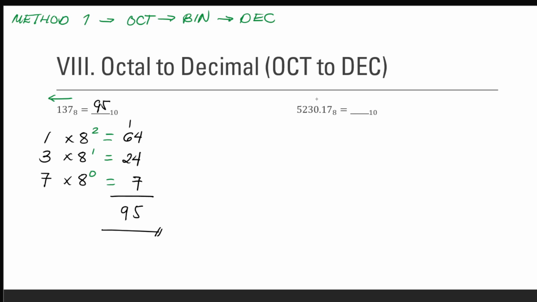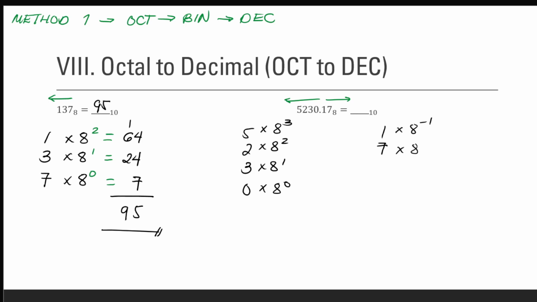Then ganun din dito, for our second example na. From the decimal point going to the left and from the decimal point going to the right. Okay, so just write it: 5230. So of course times 8 raised to 0, times 8 raised to 1, pataas na increasing exponents. Then yung kabila naman, we have 1, 7, decreasing exponents naman, starting from 8 raised to negative 1. Okay, so ganun yung placement natin.